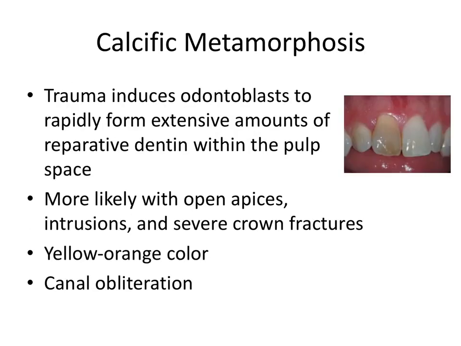And lastly, we have our ideal natural response to trauma, which is calcific metamorphosis. This is where trauma induces odontoblasts to rapidly form extensive amounts of reparative dentin. Remember, that's one of our tertiary dentins within the pulp space. This is more likely with open apices, intrusions, and severe crown fractures. As a result of this calcific metamorphosis, you get a yellow-orange color of the tooth.